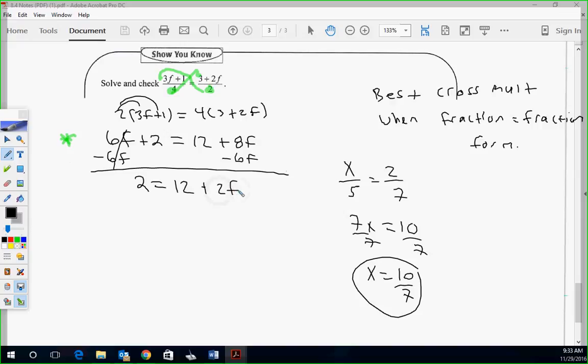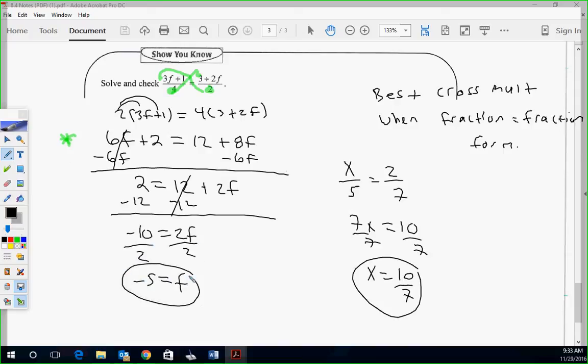Okay, Kale, what do you think now? Minus 12. Minus 12. Good. Finish it off there, Chance. Divided by 2. F is -5. Let's go ahead and check it. It says solve and check. So let's go ahead and check it really quickly. So I'm going to erase what's up here. You can do these mentally as well.